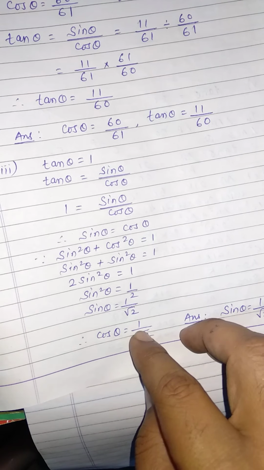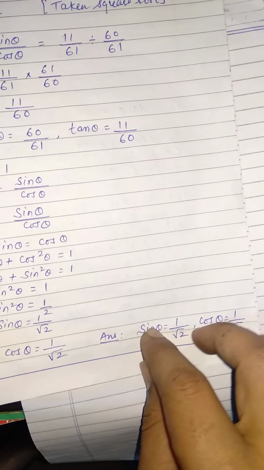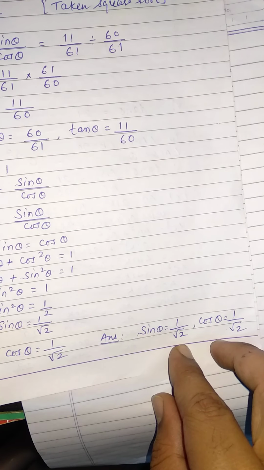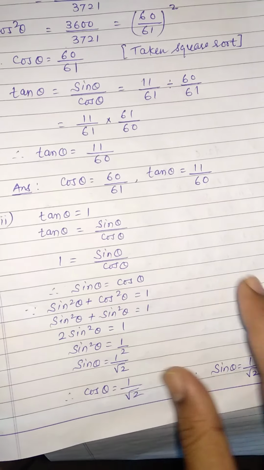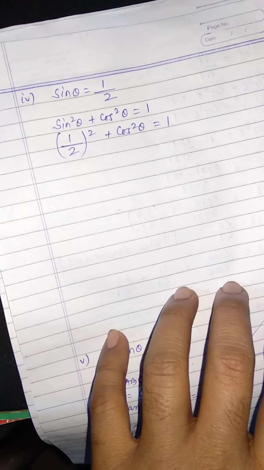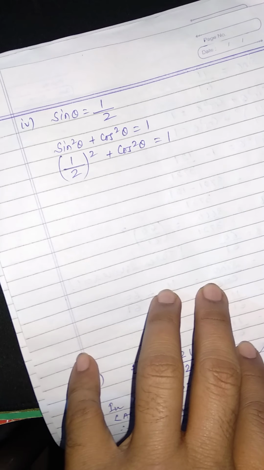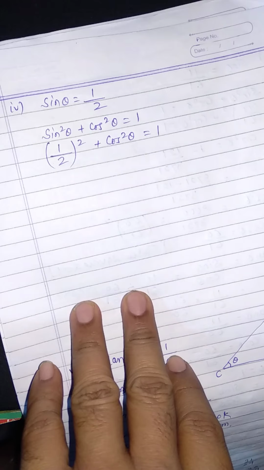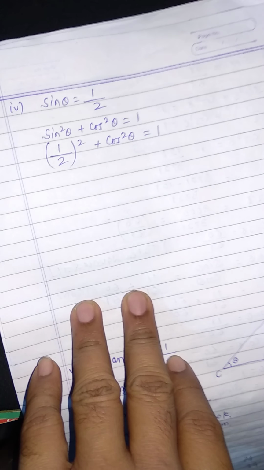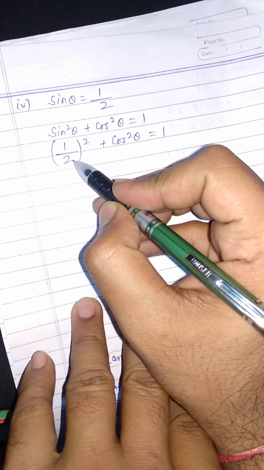So that means cos theta is also 1 by root 2. Okay, so you get here sine theta is 1 by root 2 and cos theta is also 1 by root 2. Okay. Now students, let's see problem number 4, where sine theta is given as 1 by 2. So by using the same formula, I will put sine theta as 1 by 2.